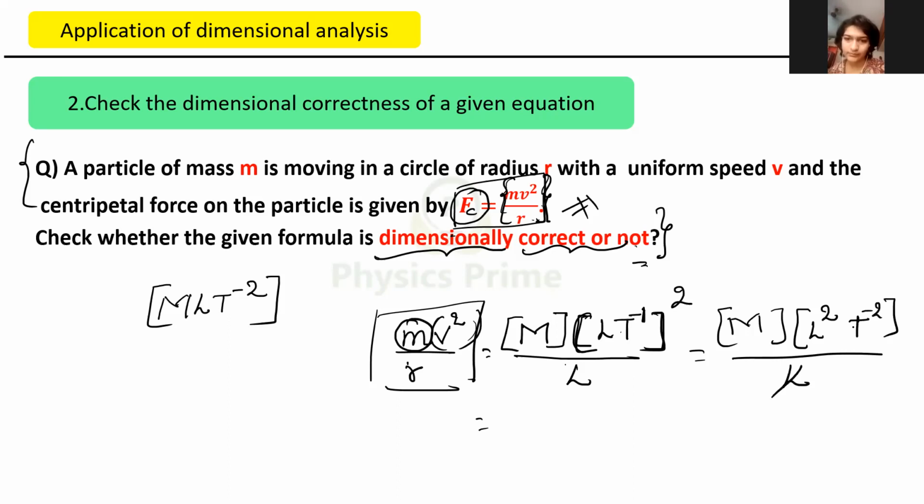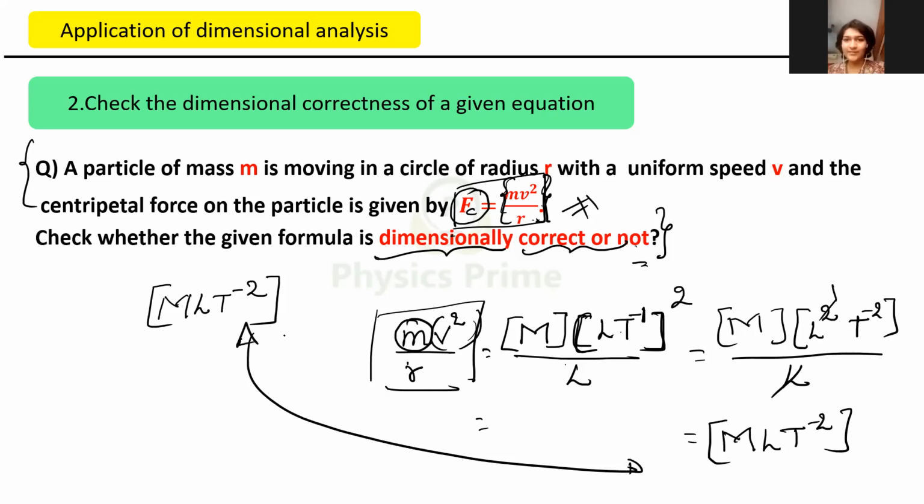One L from the L square goes to the denominator, cancelling one time. Now check it. Is it M L T power minus 2 or not? Yes. So it is dimensionally correct. So the formula can be correct.